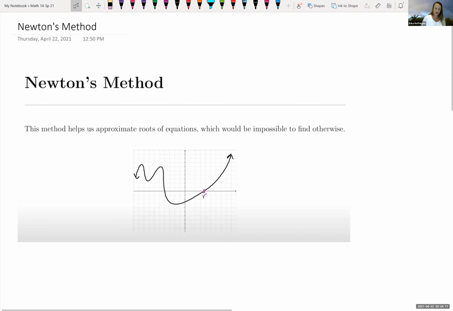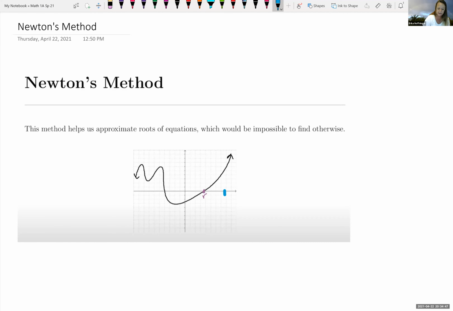Now we're going to look at what Newton's method says. Newton's method helps us find our roots, the zeros of our function. We might not be able to find that zero; it might be really hard to find. So what you're going to do is make some estimated guess of where you think that zero is going to be.